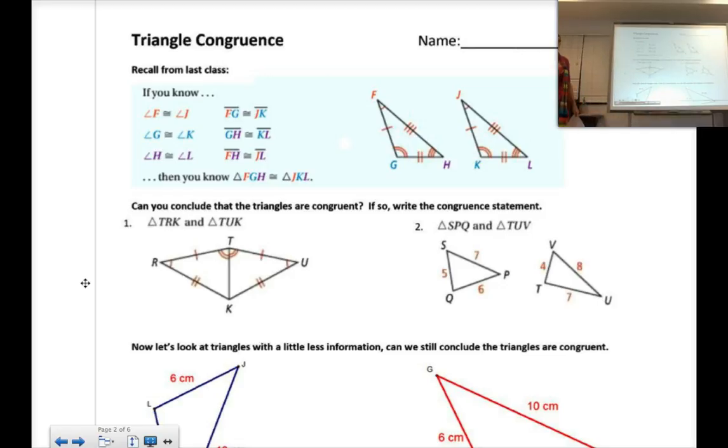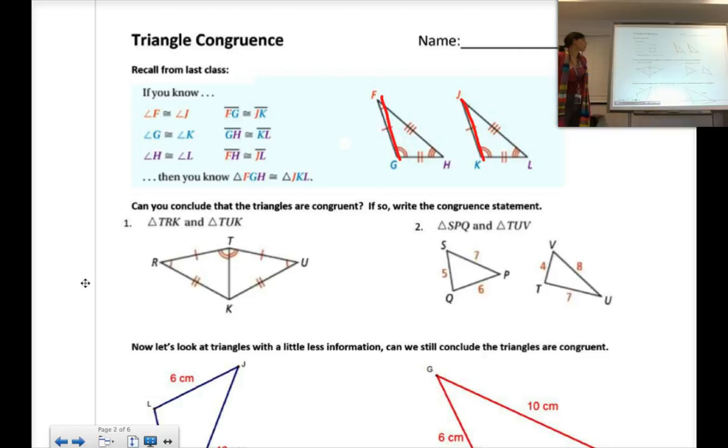I know last class seems like an eternity ago. Remember that this order matters. So F is the first letter, it corresponds to J. And then you can also do the segments. So FG, this one right here, corresponds to JK. And those two sides are congruent. So remember that congruence statement is really important. Okay, any questions on that? That's what we did last time.